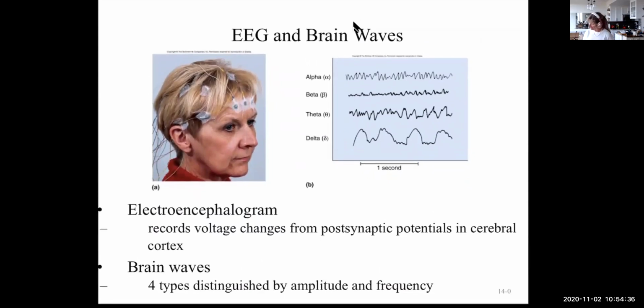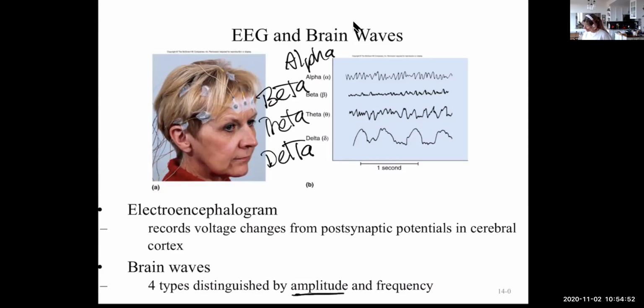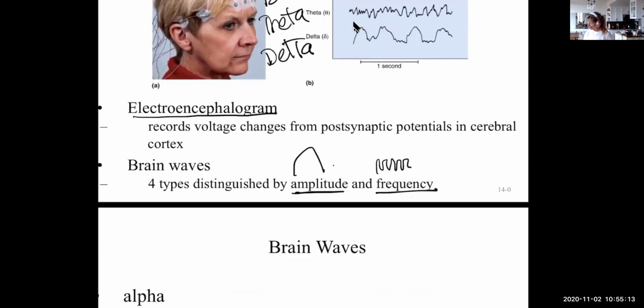Four different kinds of brain waves are alpha, beta, theta, and delta. And they vary in frequency and amplitude. Amplitude is the height, and frequency is how often they fire or have action potentials. So the electroencephalogram can record voltage changes. So what do these different kinds of waves indicate?